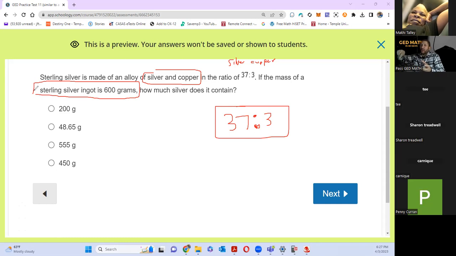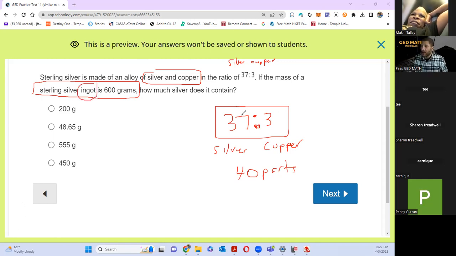If they said the silver part was 600 grams, then you can set up a proportion. What you would have to do is, this is 37 parts silver, 3 parts copper. How many parts is that total? That's 40 parts, right? Because 37 are silver, 3 are copper. So 40 parts of this ingot is 40 parts of metal. 37 are silver, 3 is copper.